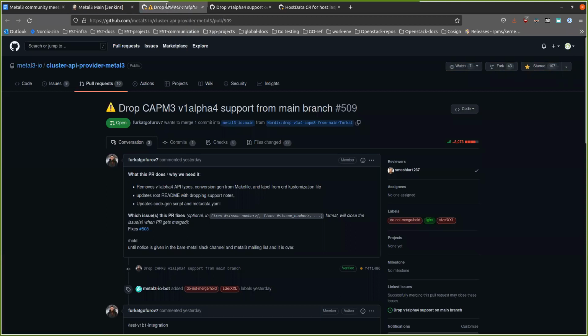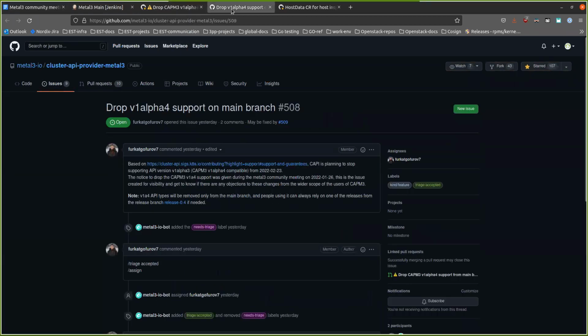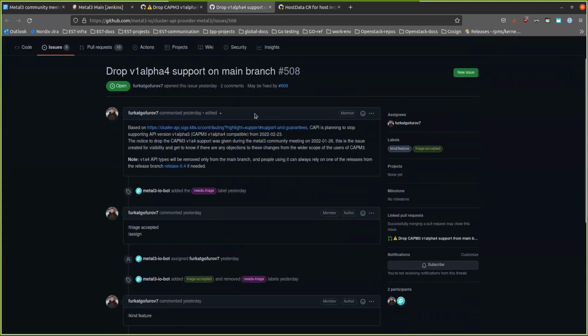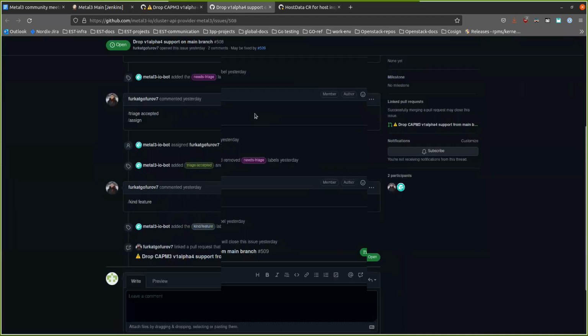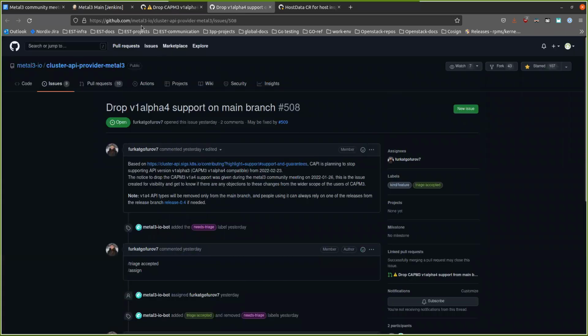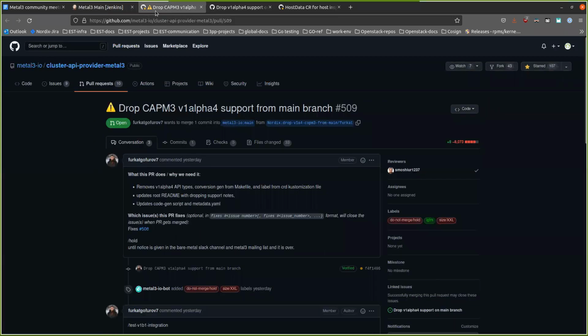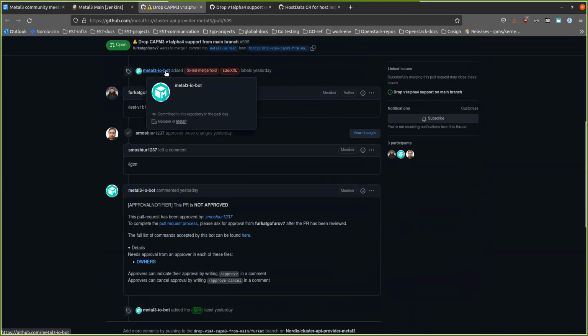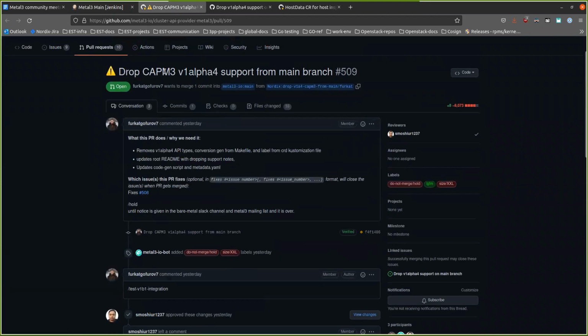There are a couple of conditionals also in Metal3 Dev for CAPM3 V1 Alpha 4. Does it also include the removal from there? No, actually, this is removing the V1 Alpha 4 from CAPM3 main branch, and also we will be removing the main CI jobs for V1 Alpha 4. But on pull requests, you can still run the V1 Alpha 4 of CAPM3. So that means all the changes in Metal3 Dev will stay, and you can run the integration tests whenever.